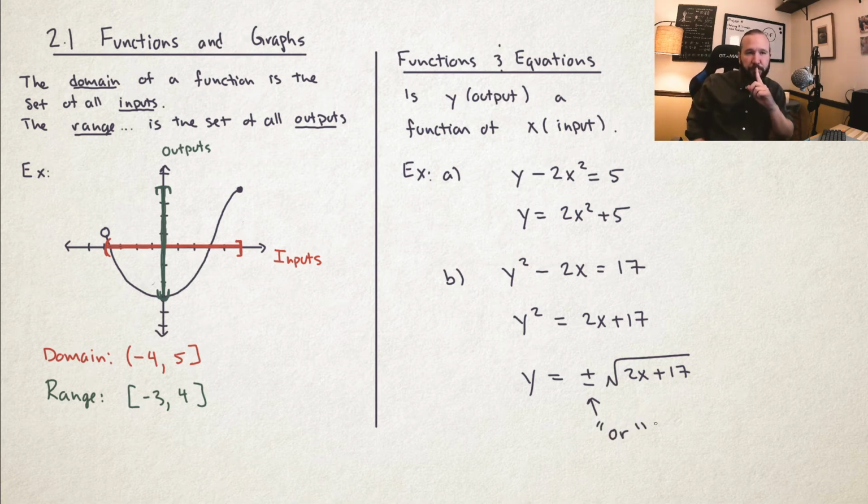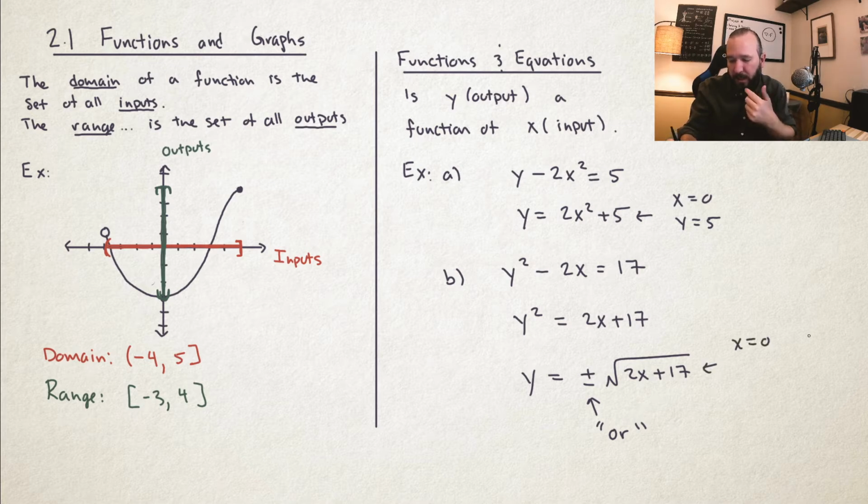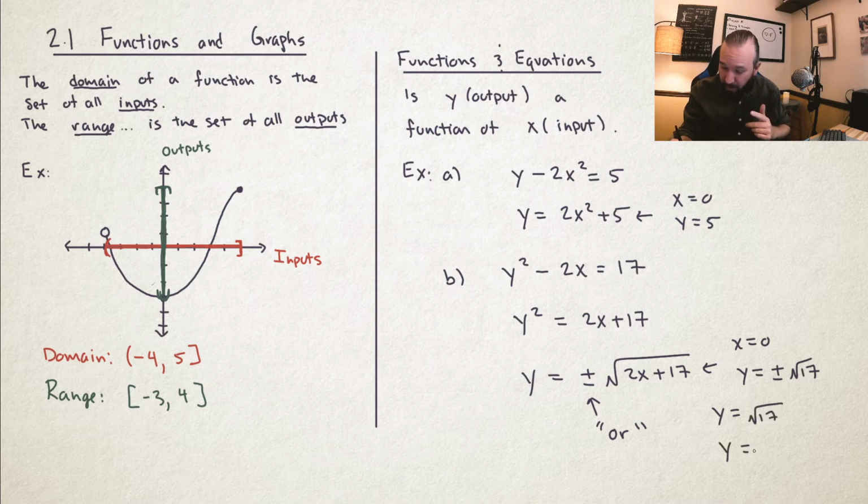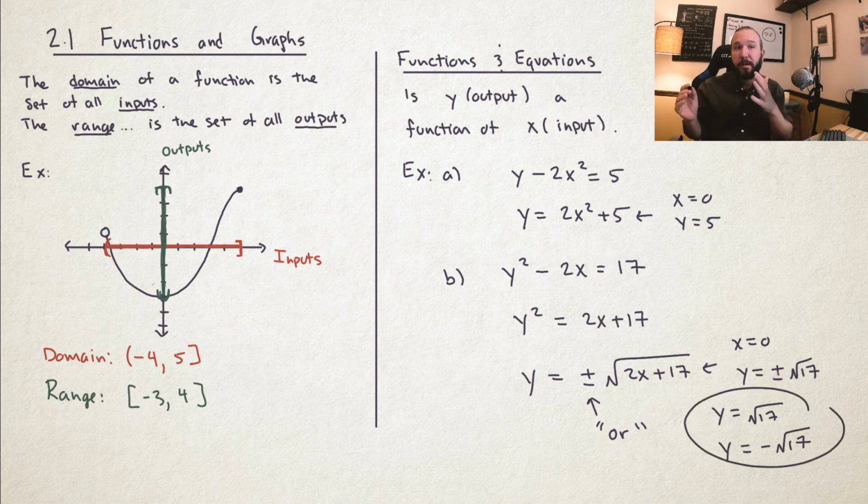Okay. So if you just look at this formula right here, if I plugged in a number like x equals 0, then I would get an output like y equals 5. So every time I plug in one number, I would just get one output. But what happens if I plug in x equals 0 to this equation? Then I would get y equals plus or minus the square root of 17. y could be the square root of 17, or y could be the negative square root of 17. So there's two possible choices for y.